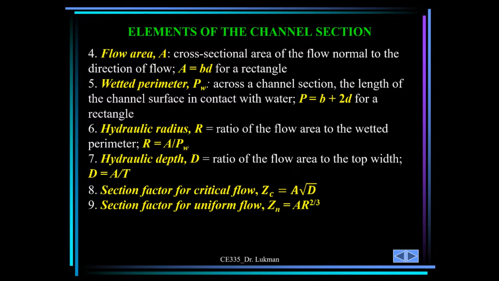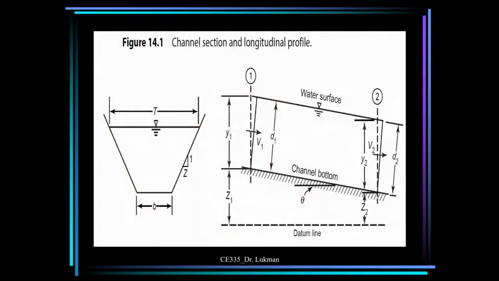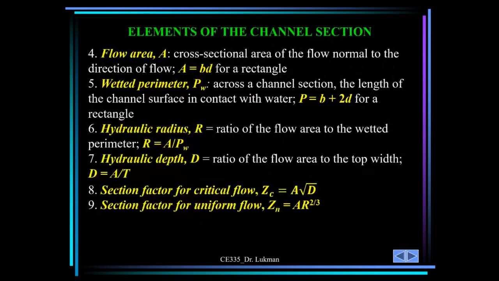And we have the wetted perimeter, which, across a channel section, is the length of the channel surface in contact with water. For a rectangle, this is the length in contact with water. It's not the total rectangle, it's just three sides of the rectangle. If this is d, d, and this is B, the wetted perimeter is going to be B plus d plus d, which is B plus 2d for a rectangle.